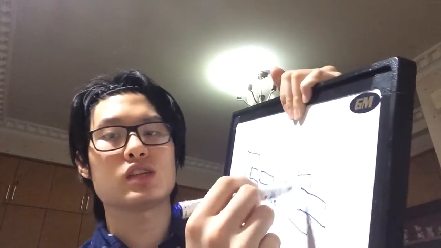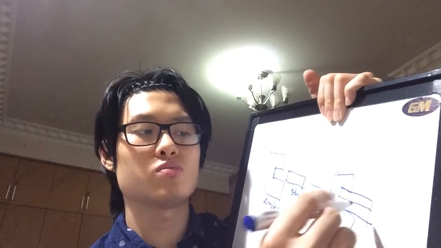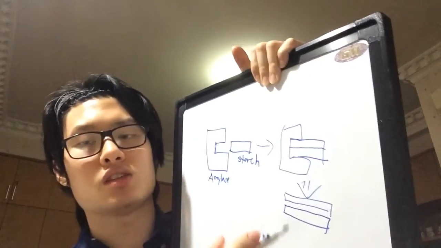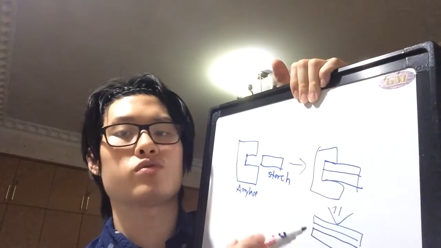As it is bound into the active site, the amylase will be responsible for breaking down the starch into two molecules of maltose, and it's maltose because it's a carbohydrate. So let's say these two molecules of maltose will be the end product following the breakdown reaction.